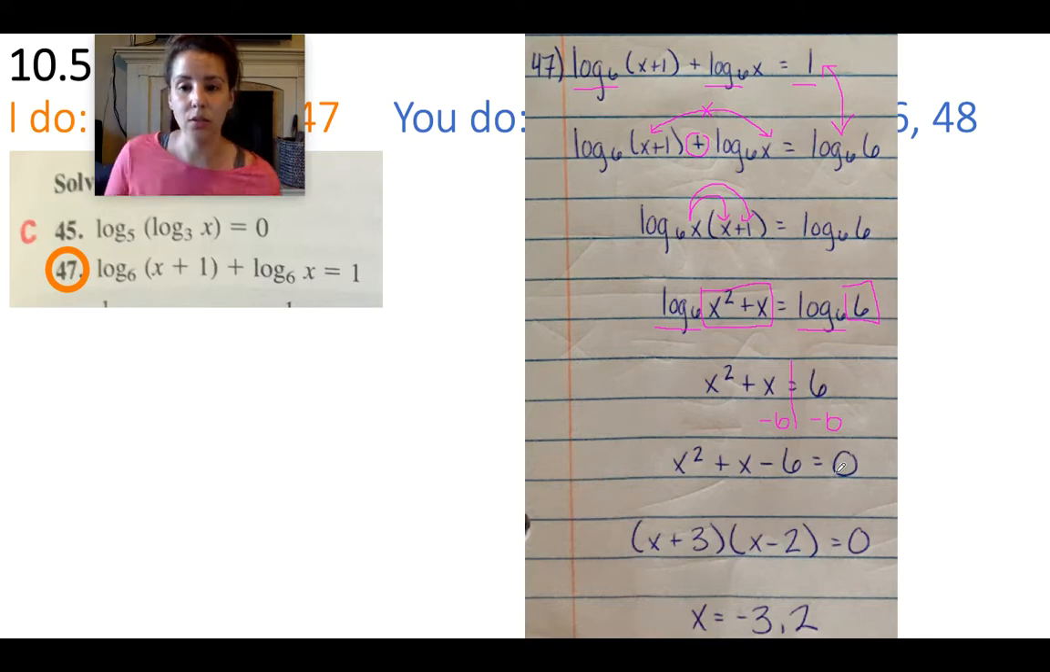The only thing that's tricky is you have to plug these back into the original equation sometimes. And actually -3 does not work when you plug it back in. So if you want to take the time to plug in -3 and then to plug in 2 to see why -3 doesn't work and why 2 does work, I would encourage it.